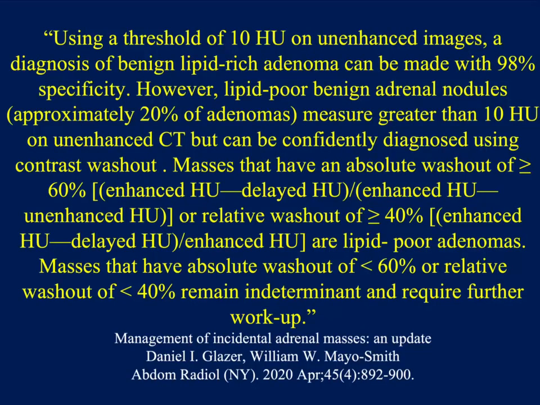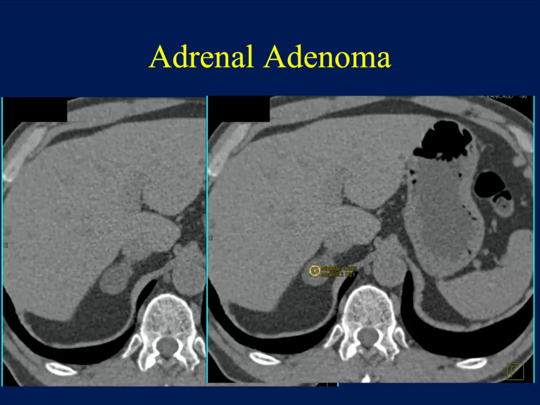We left off last time with a statement talking about how a 4 centimeter lesion, water density, which means under 10 Hounsfield units, you can consider that to be an adenoma. However, if it's over 10 Hounsfield units, then you have to look at washout value, with the absolute washout of 60% and a relative washout of greater than 40%, making it an adenoma. So let's look at some examples.